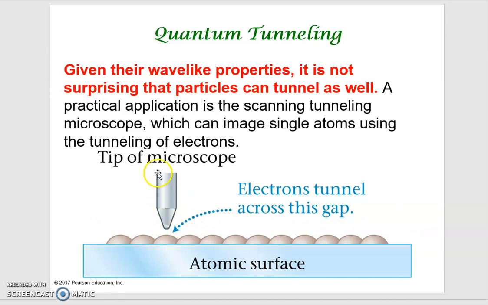So when the tip of the microscope passes over the surface, it will sense the tunneling effect of the electrons differently. Due to this effect, it can determine the relative structure on the surface of each atom or molecule. So intrinsically, when you try to probe structure at this scale, you have to use quantum tunneling.